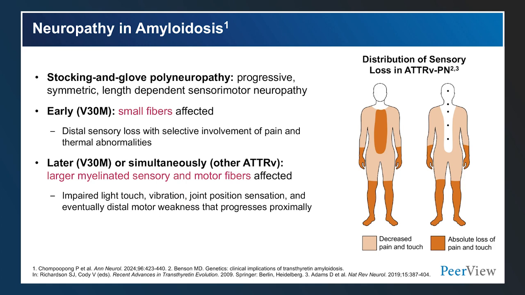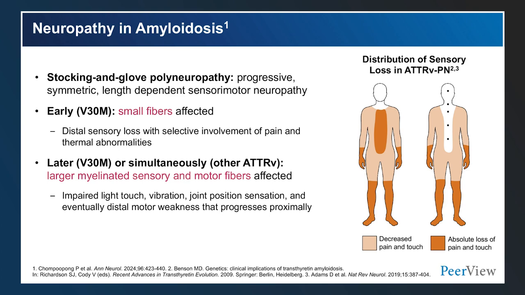The neuropathy in amyloidosis is going to present in your typical axonal, length-dependent, stocking-glove distribution, but small fibers may be affected early and exclusively, so it's one of the diagnoses that you should think of in a pure small fiber neuropathy. Think about amyloid, especially with the V30M mutation, but also in different mutations. And this will, of course, affect pain and temperature distally in the toes and progress upwards over time. Later, your larger myelinated sensory and motor fibers are affected, and that's going to impair your light touch, vibration, joint position sense, and eventually cause motor weakness.